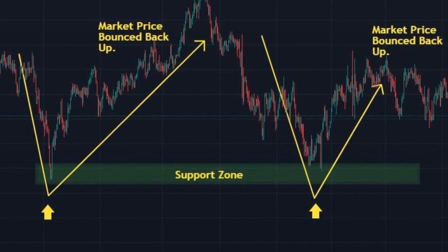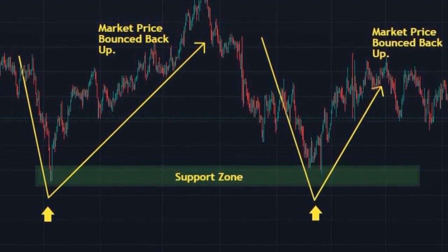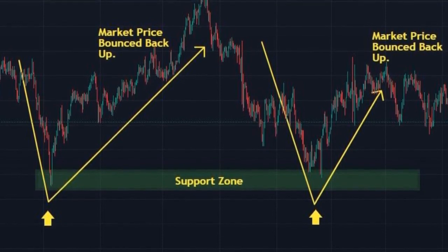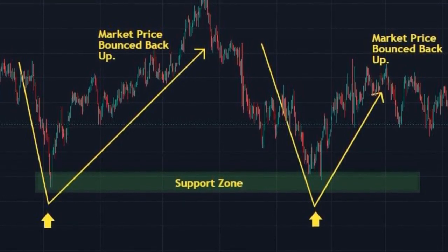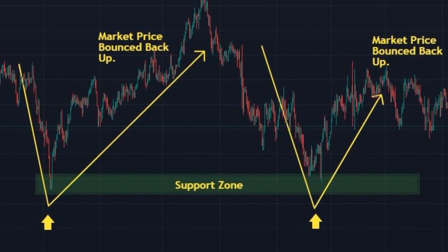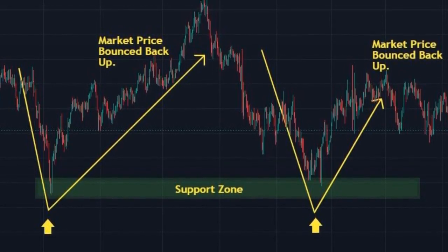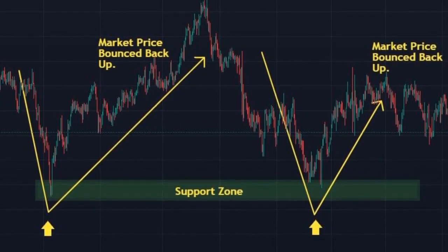Support levels are the areas where the price has historically had difficulty falling below. They often correspond to areas where buying interest is strong, causing the prices to bounce back up. In short, the support acts as a floor that prevents a price from falling further.